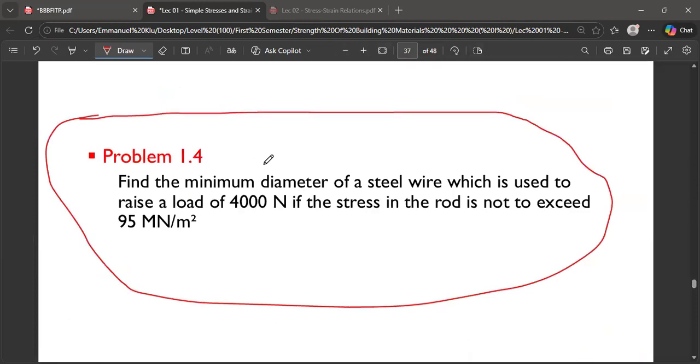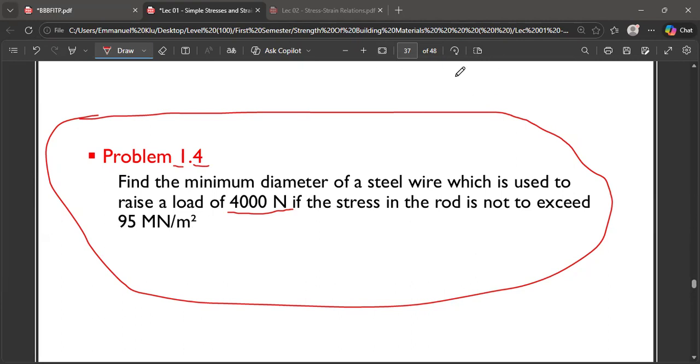So this is problem 1.4, okay? Which means lecture 4, example what? 4. Which means lecture 1, example 4. Do you understand me? So that is 1. Find the minimum diameter of a steel wire which is used to raise a load of, let me say, 4,000 Newton, if the stress in the rod is not to exceed 95 meganewton per meter squared.